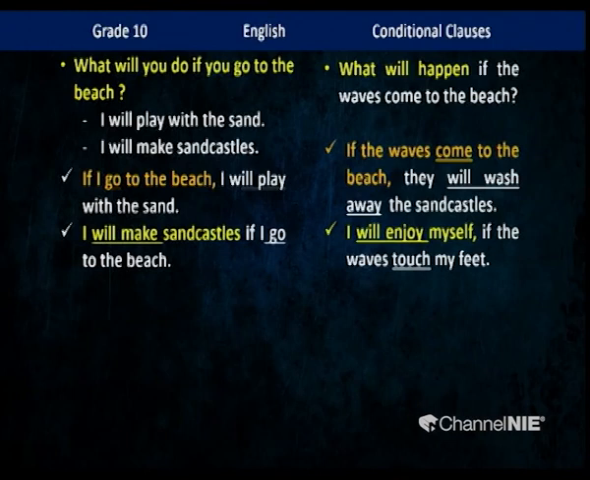Right. Now imagine a wave comes to the beach. What will happen if the waves come to the beach? Remember that small child has made a sand castle. So definitely the sand castle will wash away, right? Yes. Now you can see the sentence there. If the waves come to the beach, they will wash away the sand castle. Same rule there. If the waves come, it is the simple present. What will happen? It will wash away the sand castles.